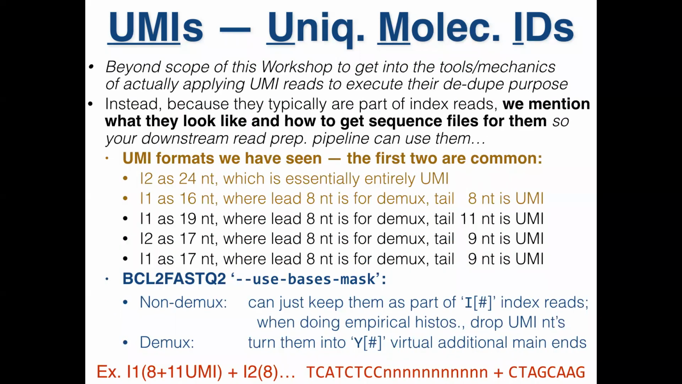All right, it's beyond our scope to get into the mechanics of how you use them to do the dedupe job. Instead, because they are part of the index, I just want to cover how we get them into their own files and deal with them in Linux. It's pretty simple. We talked briefly about it in the first few days. First, the formats we usually see: I told you the lengths, but not where they usually occur. The most popular form right now is the second read being 24 nucleotides long and entirely a UMI, or maybe some bases don't change, but effectively none of it is used for demultiplexing. That's one way to do it.